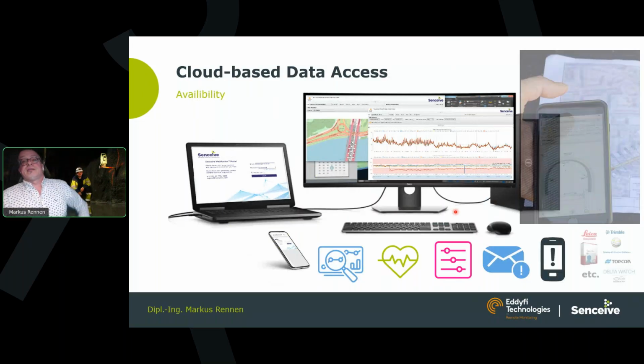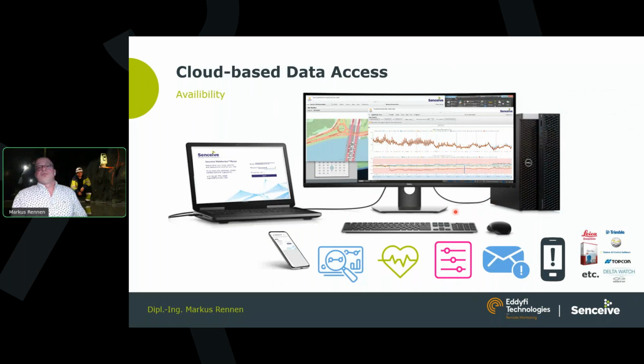And then, of course, the data can be pushed forward into whatever software there might be. I just representatively showed here the big three in geodetic monitoring, where the data can be pushed to the platforms.